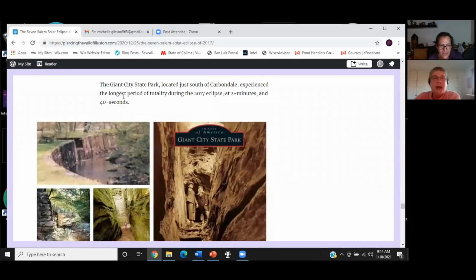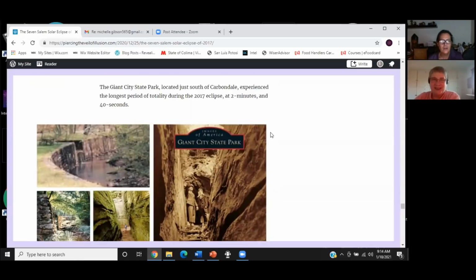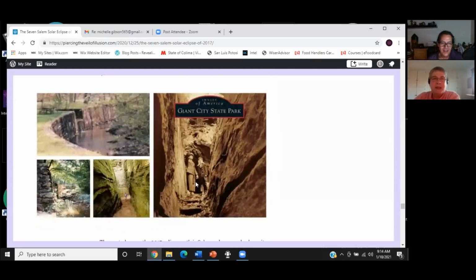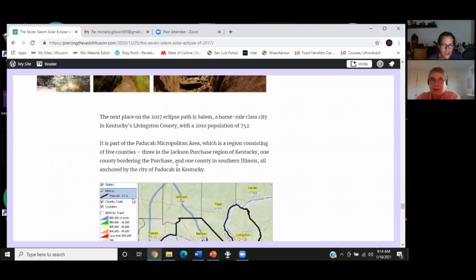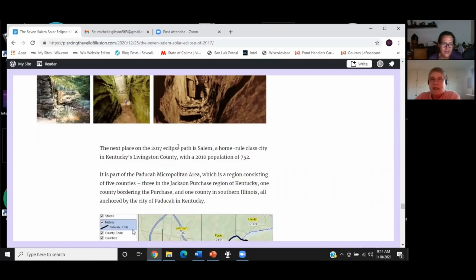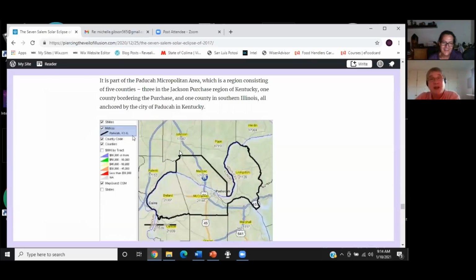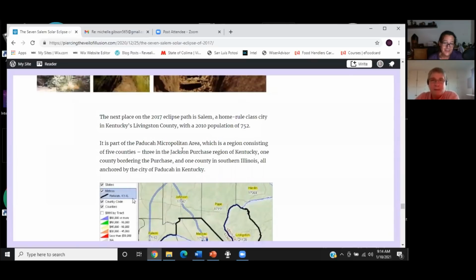Is Giant City State Park, which experienced the longest period of totality during the 2017 eclipse. Wow. And this is basically where the two places cross. God. Giant City State Park in Makanda, Illinois. And the address is like 1 Salem Road. And somebody else left me that information in a comment, that it was 1 Salem Road. They do tell us a lot, don't they?